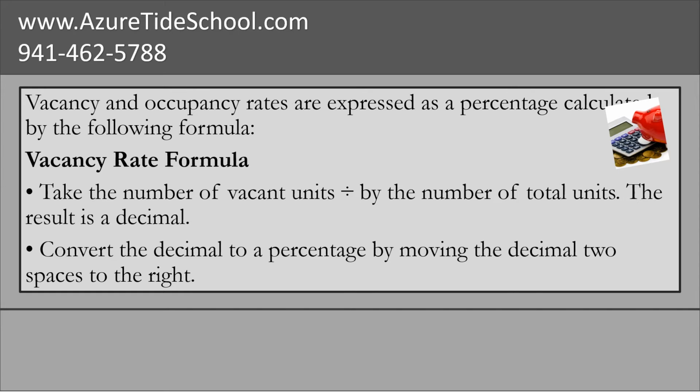Vacancy rate formula. Take the number of vacant units divided by the number of total units. The result is a decimal. Convert the decimal to a percentage by moving the decimal 2 spaces to the right.